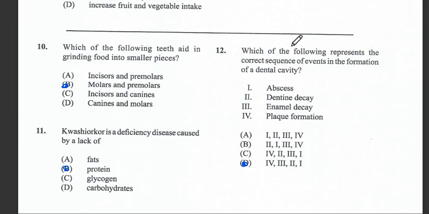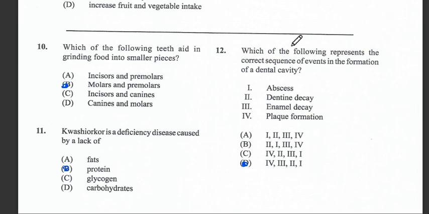Alright, so number 12. It says which of the following presents the correct sequence of events in the formation of a dental cavity. So first things first, guys, we have the plaque formation. Once we have the plaque formation, it is followed by the enamel decay. We normally see a plaque on the tooth, right? It's like a yellow cluster that forms on the tooth. After the yellow plaque forms, we would normally see the enamel decay.